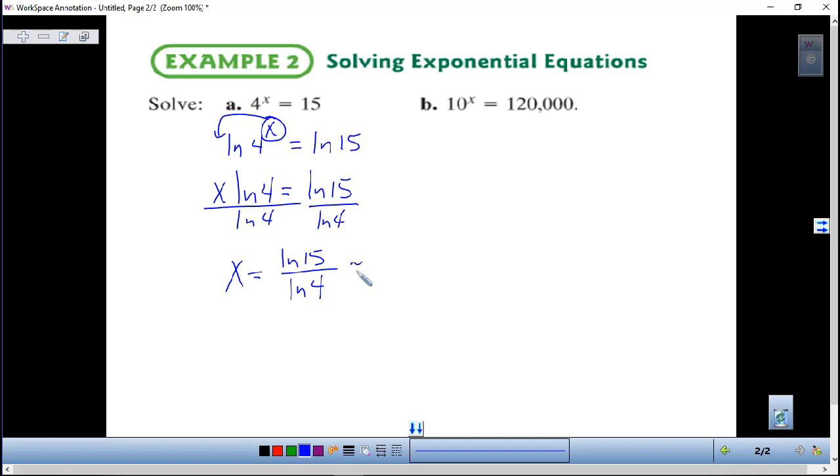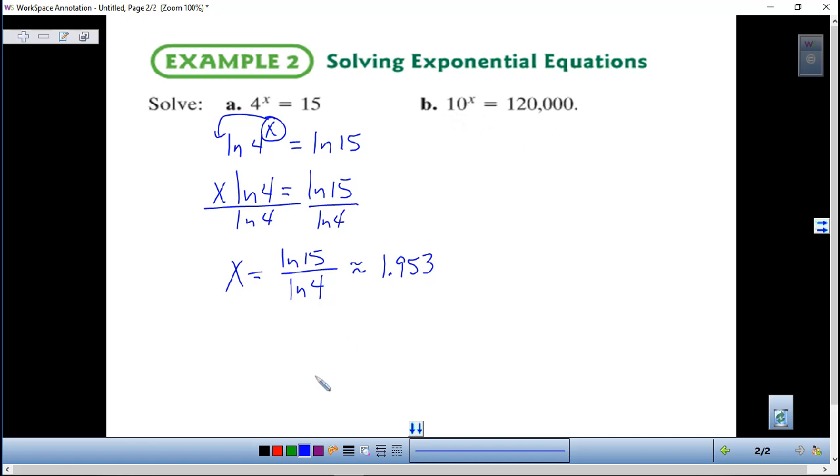Now, if it's a calculator problem, you can go ahead and solve that and find out what it's going to be, but you're not always going to have to do that. And in this case, the answer is approximately 1.953.